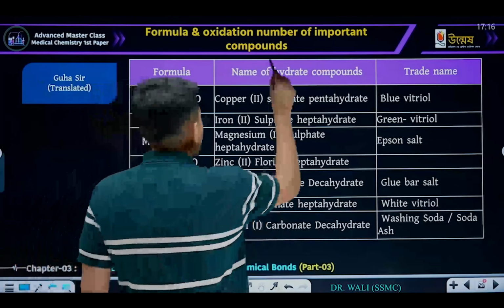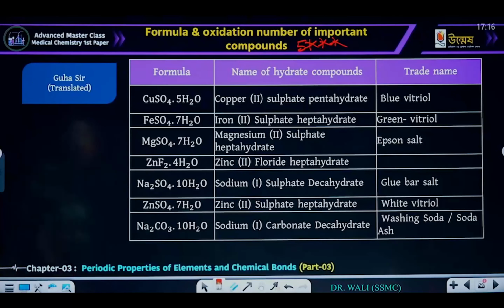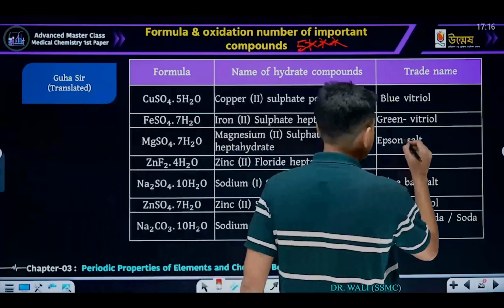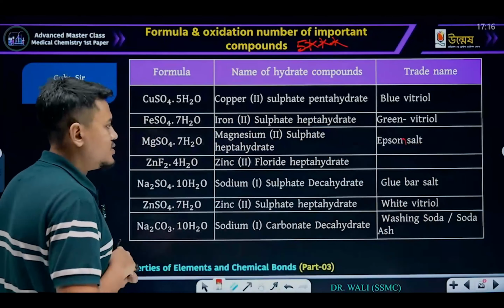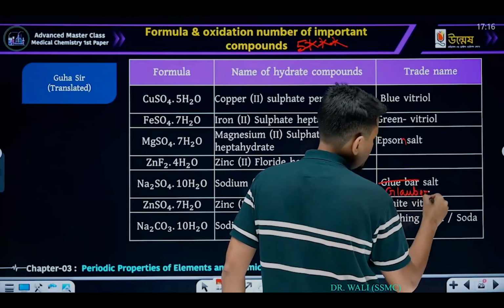And this is also a 5-star important chart. Why is it very important? Because questions already appeared from this section. Which one is the formula of blue vitriol? Which one is the formula of green vitriol? Which one is Epsom salt? Which one is Glauber salt? Okay.